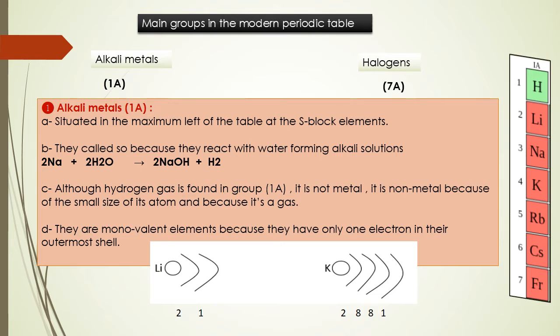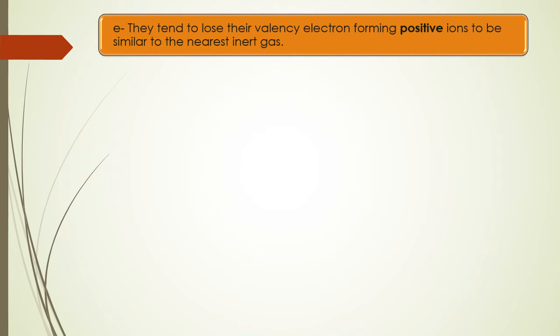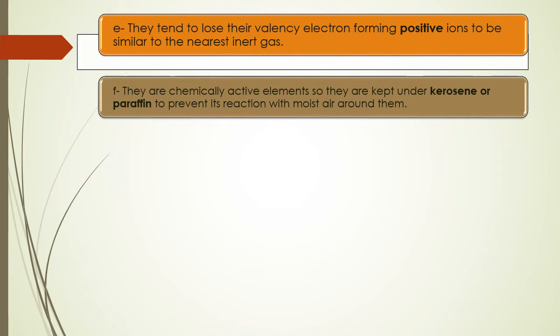And potassium, 2,8,8,1, so it loses the 1 electron in the outermost energy level. It transforms from K into K plus. They tend to lose their valency electron, forming a positive ion, similar to the nearest noble gas to be stable. They are chemically active elements, so they're kept under kerosene and paraffin to prevent reaction with moist air.